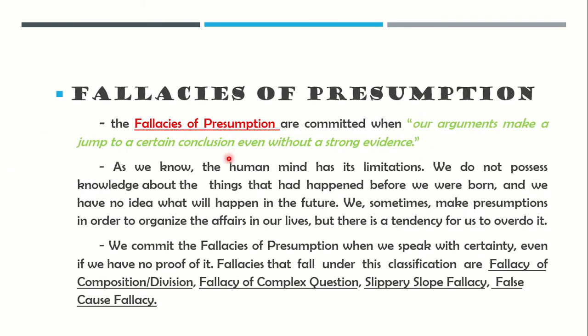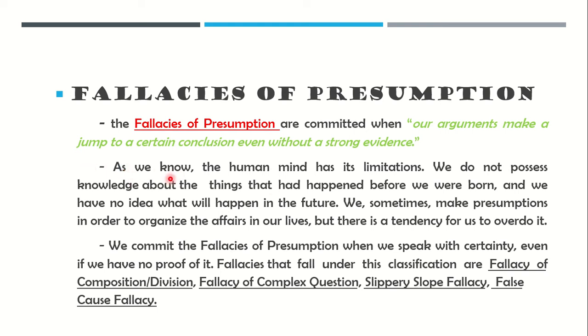Okay. Now, the next one is the fallacies of presumption. The fallacies of presumption are committed when our arguments jump to a certain conclusion, even without strong evidence. So that means we jump or conclude on something without even considering the evidence presented or without even finding strong evidence that would support our conclusion.